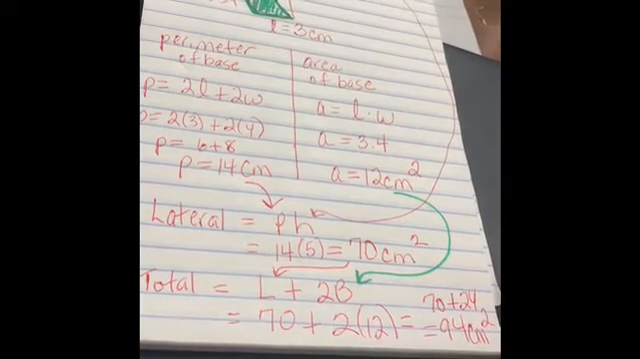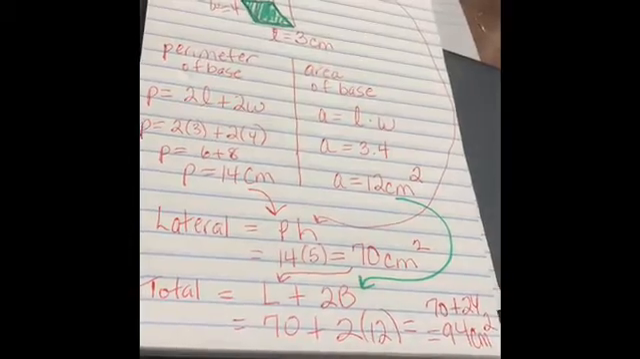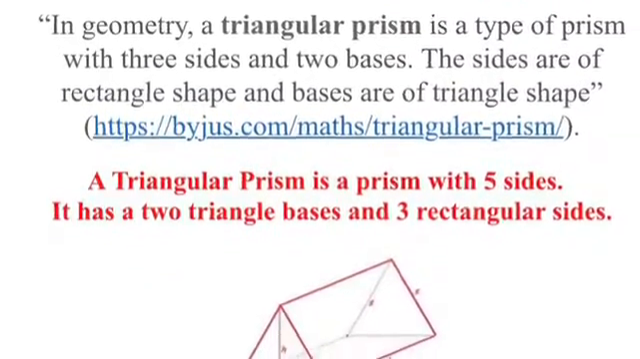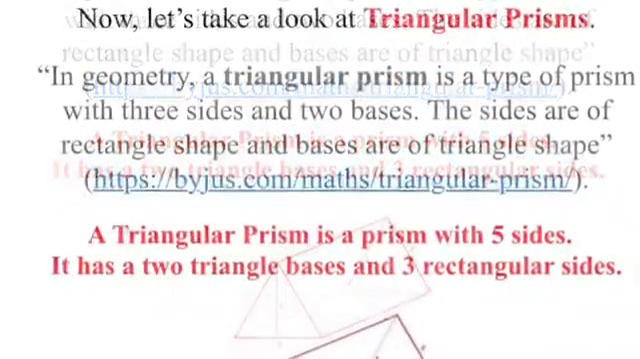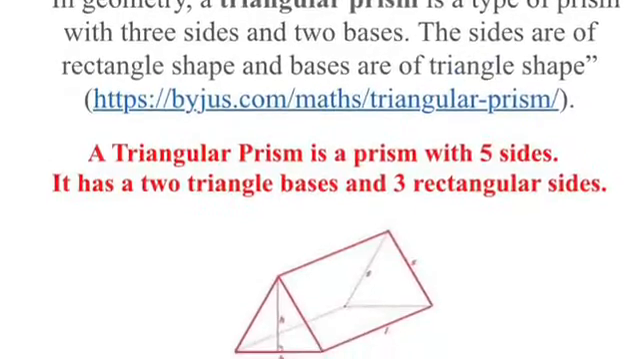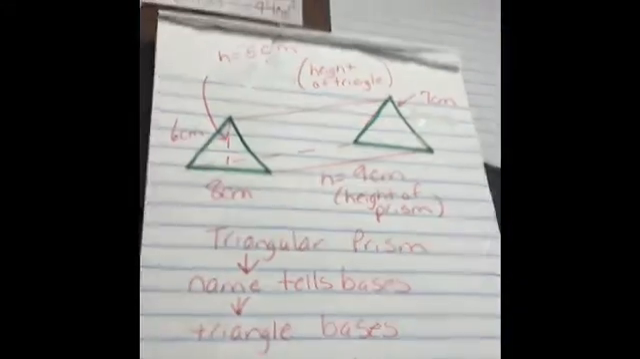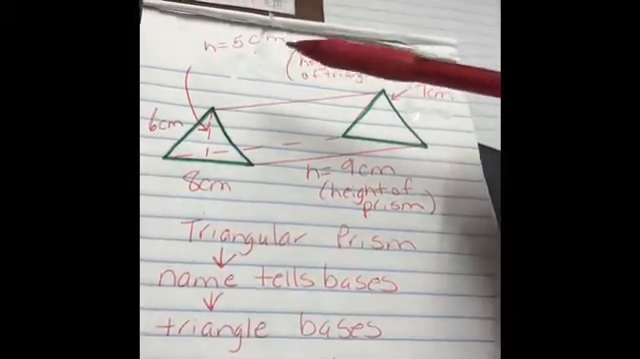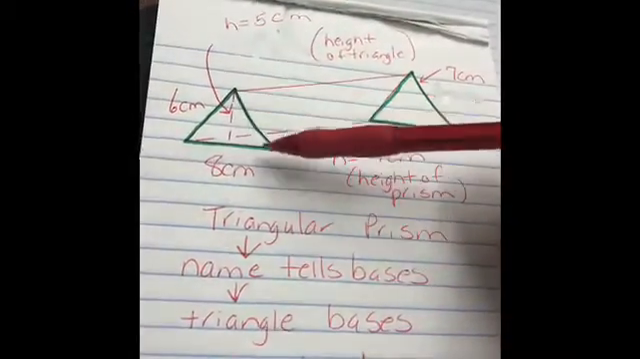we'll use. So I'll try another one for triangular, right? A triangular prism is a prism with 5 sides. It has 2 triangle bases and 3 rectangular sides. Okay, so I tried to draw this one out first. So let's say you have this triangular prism, right?